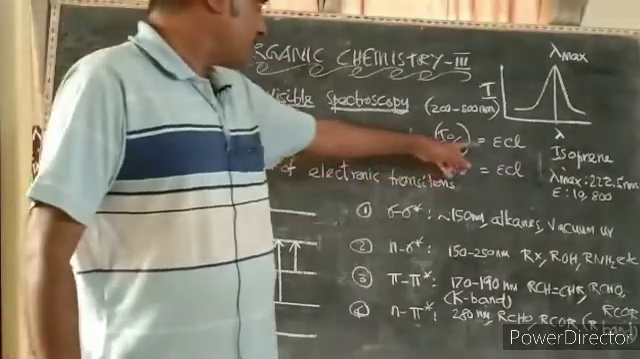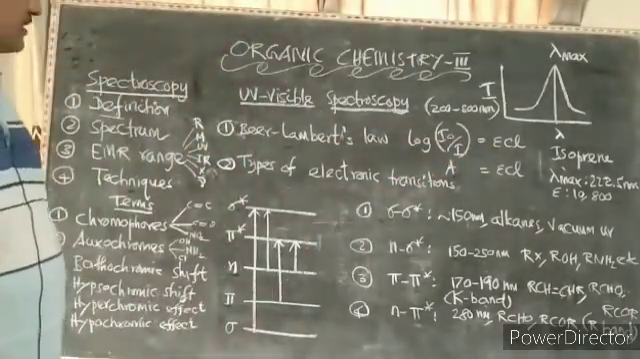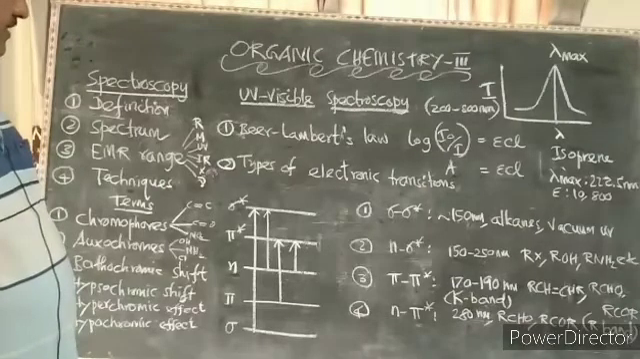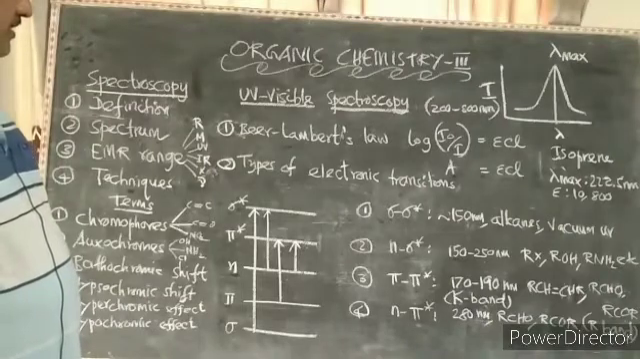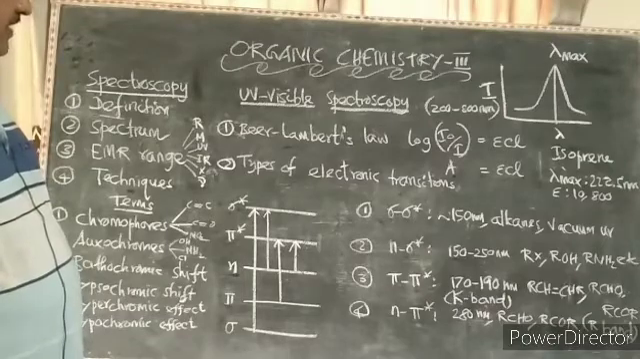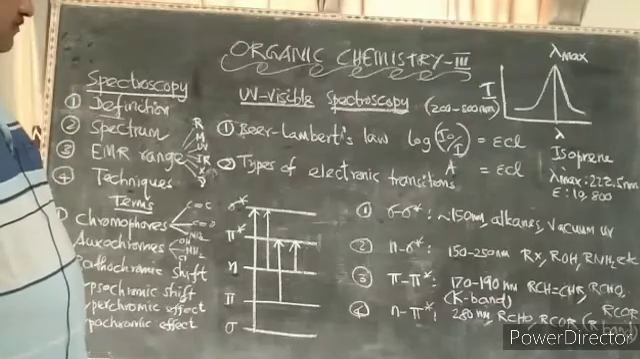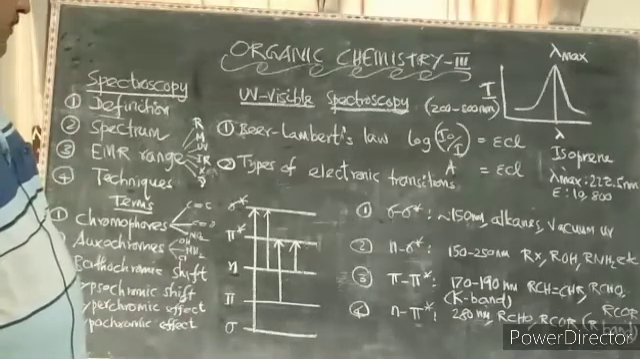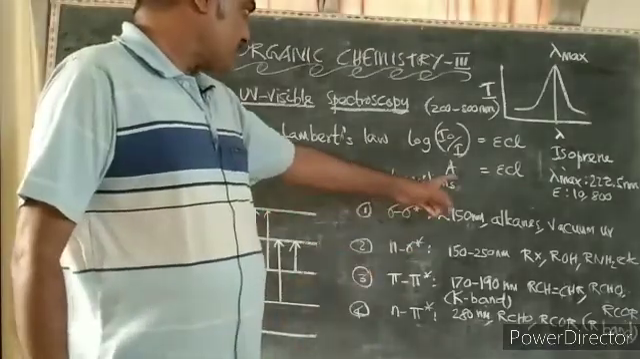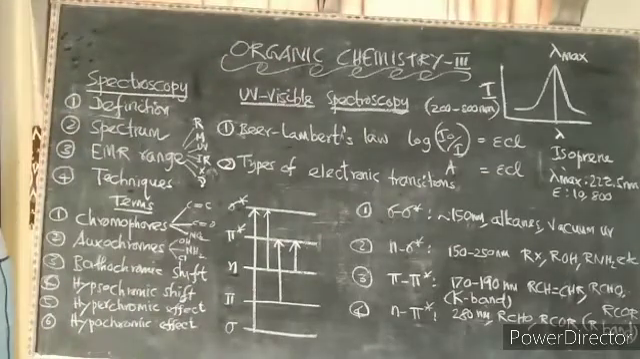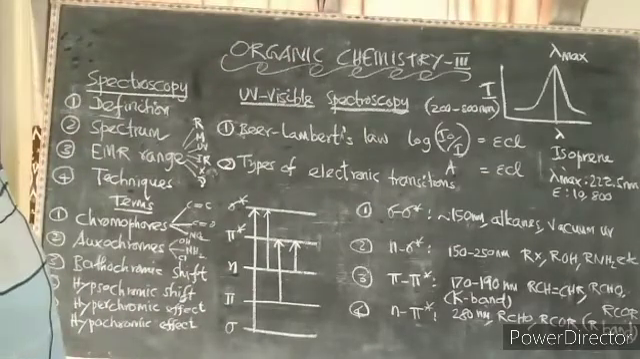Now, the ultraviolet absorption by a substance is governed by Beer-Lambert's law, which is given by log I0 by I is equal to ECL, where I0 is the intensity of the incident radiation, I is the intensity of the transmitted radiation, E is the molar absorptivity or molar extinction coefficient, C is the concentration of the sample, L is the path length, and this log I0 by I is the absorbance A, which is evidently proportional to concentration and path length, so A is equal to ECL.